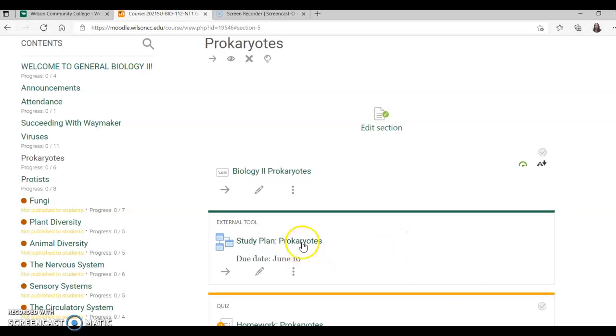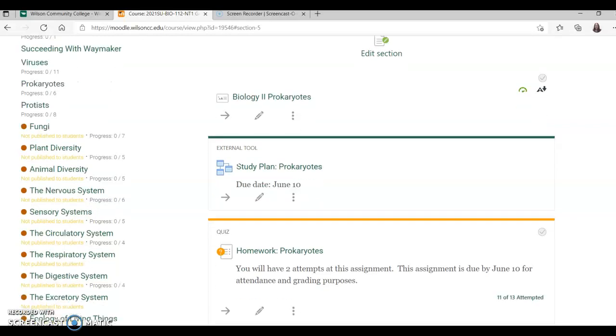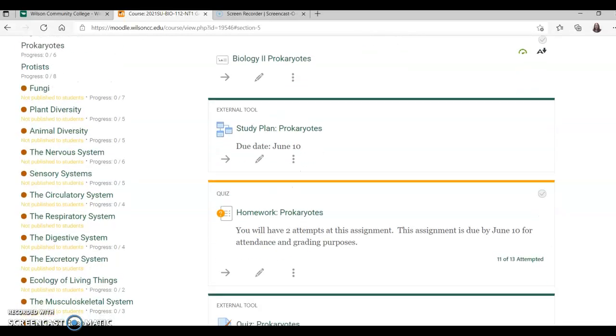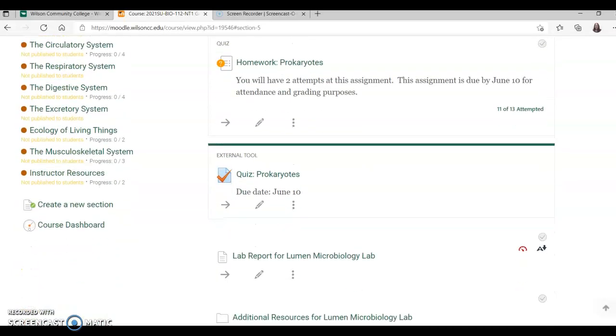So you can look through the slides to help you organize the content. And then you'll need to do the study plan. It was due on June the 10th. If you haven't done it, I have extended that due date to June the 15th, because a little over half the class did not get the prokaryote assignments in. So I am extending the date. I think most of you did the homework and the quiz. So those were actually due yesterday, but I'm extending the date until June the 15th, which is Tuesday of next week.